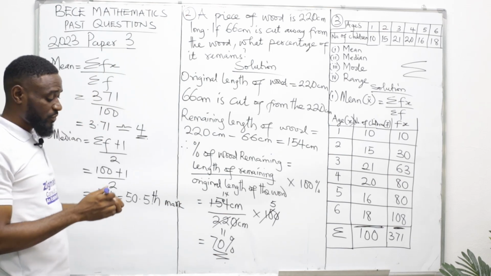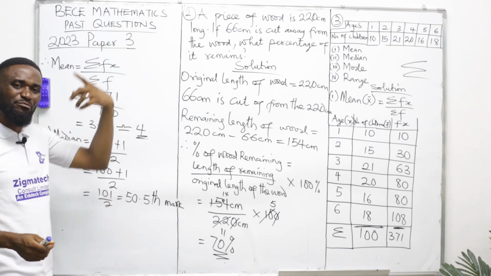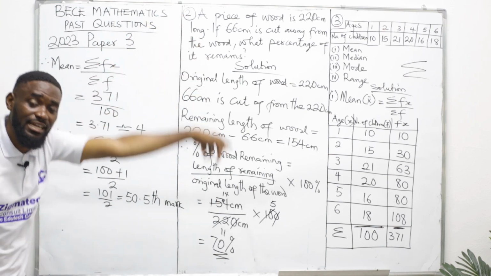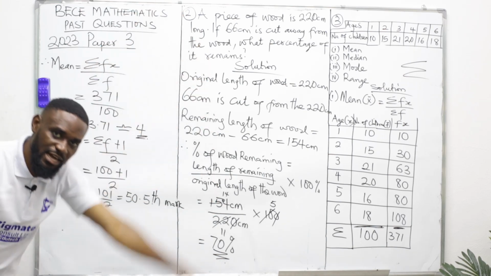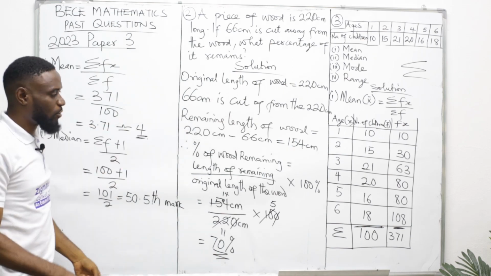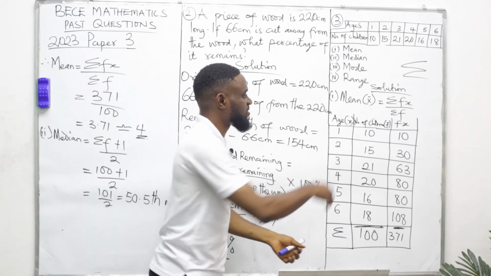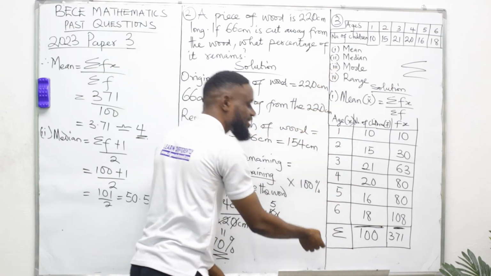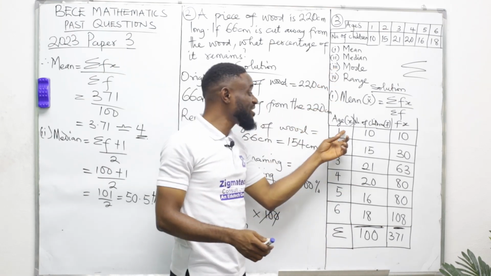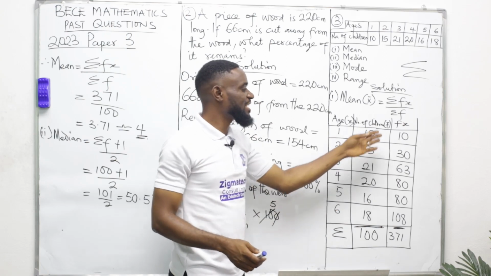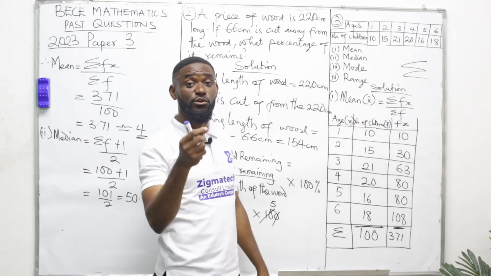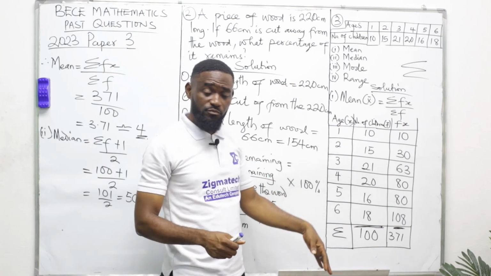Do you understand me? The age that appears around the 50th mark when you count through the frequency column, right? Now, look at the board. This is the frequency column. This is the age column, right? They are asking you for the median age. In a distribution like this, where we have a frequency table, it is difficult for you to just know what the median age will be.